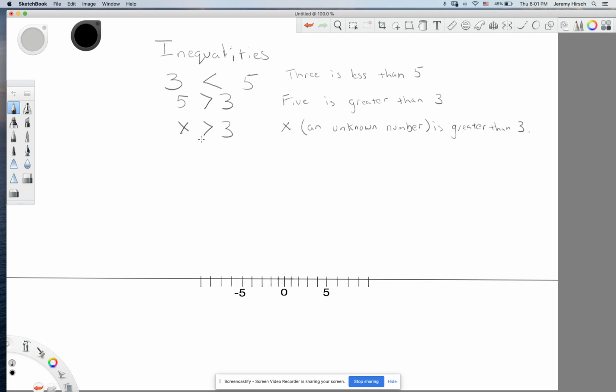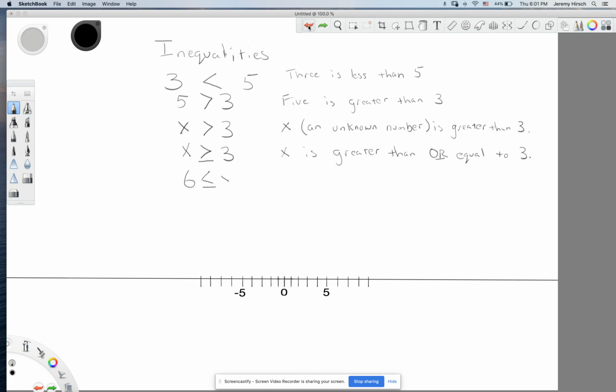Now, maybe you want to say x is greater than or equal to 3. X is greater than or equal to 3. And finally, you could say 6 is less than or equal to x.